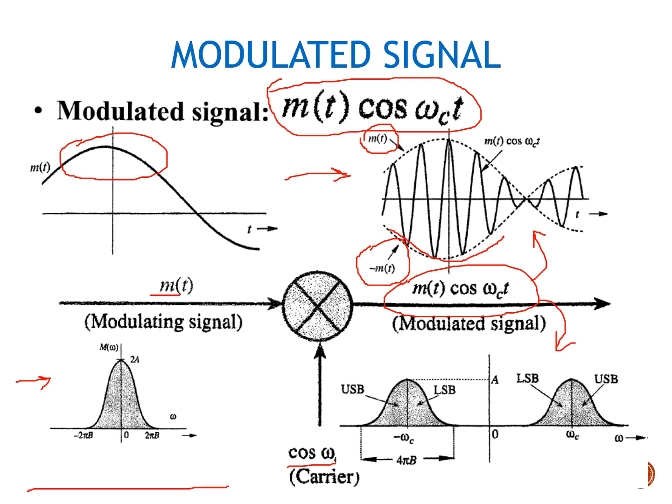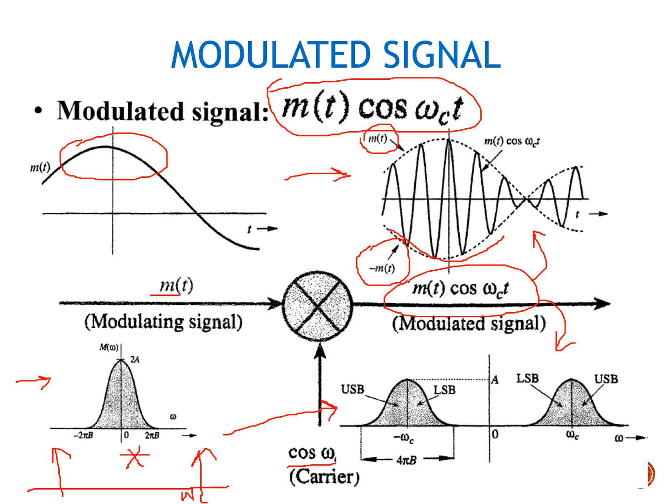The spectrum of a sine wave is composed of two impulses that are located at omega c. So if we have multiplication in the time domain, we will have convolution in the frequency domain, and so after convolution of these two signals, this is what we get.